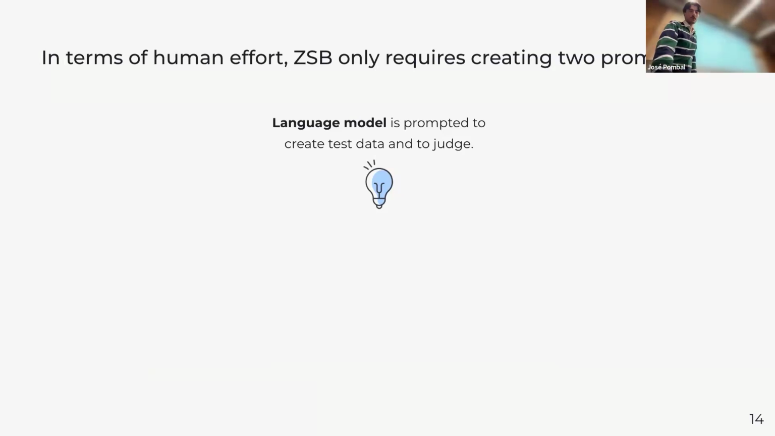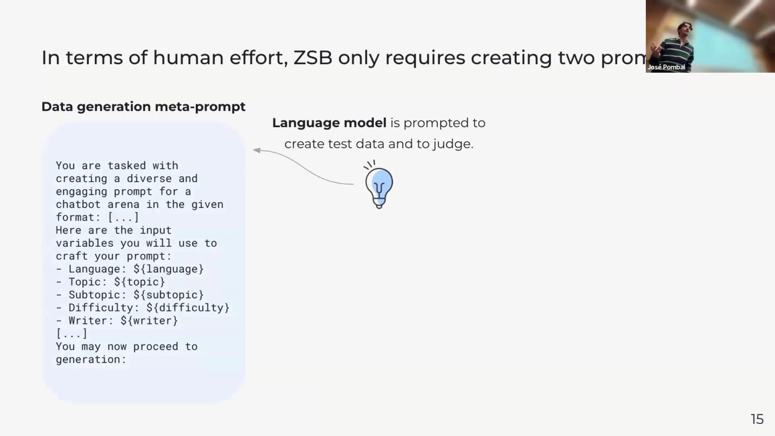So the first prompt is the data generation meta prompt, where you describe the task you want to create data for. For example, here is an example of a prompt. You don't need to read that, but you essentially have a description: we want to create a chatbot arena-like benchmark to evaluate general capabilities like knowledge and instruction following. And then we have in the prompt these placeholders for language, topic, subtopic, difficulty, and writing style to generate varied instances, obviously.